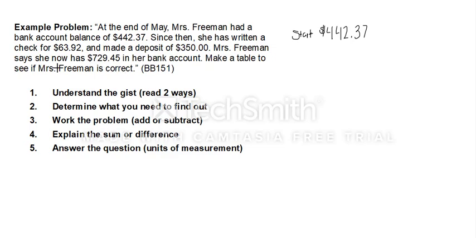And then I know she wrote a check for $63.92. So I know the $63.92 is going to get taken away because it's a check, and a check must get taken away. So then I'm not going to label it as money because I already have labeled it that it's money. So then she makes a deposit of $350. So I know she's depositing money. We say D, and we put an adding sign because she is now adding $350 to what she has.